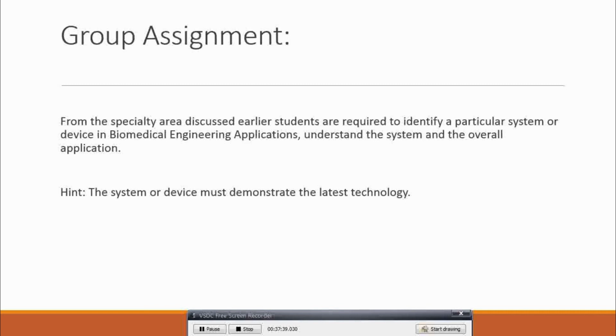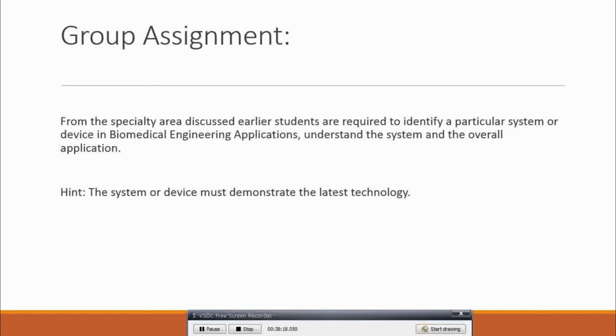The main point is that you show the latest technology. So don't choose something very old. That's why I highlight it here. Choose something to do with the latest technology. By now you know so many instruments in medical instrumentation and biomedical engineering systems. I would like you to select one particular device or system, and then explore it.